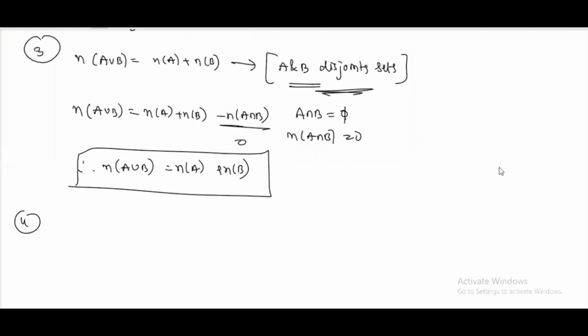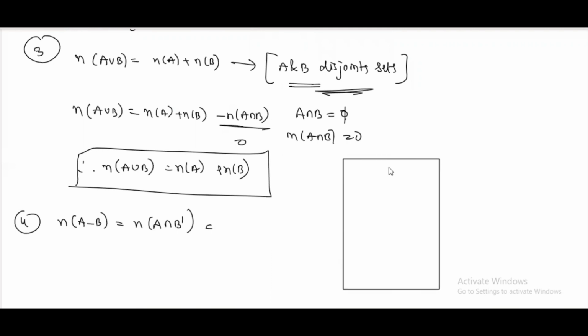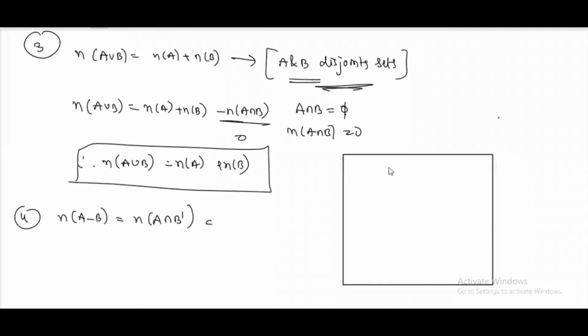Result 4. n of A minus B. How can we represent this also as n of A intersection B complement? How can we write it? So let's see. This is our universal set, where we have two sets, A and another set B. So this is A, this is B.